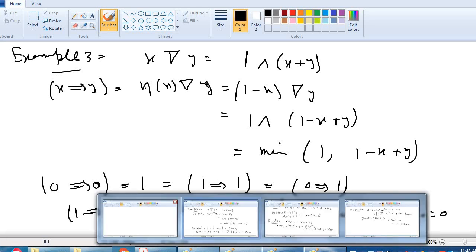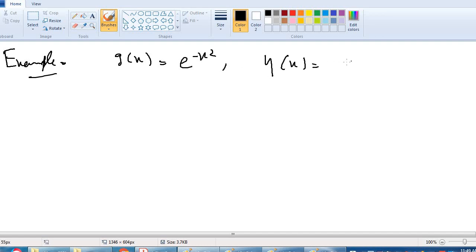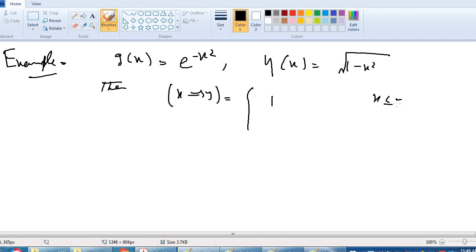Now we see one more example of it. In this example, if we have g of x is equal to e raised to the power minus x square, and eta of x is equal to the square root of 1 minus x square, then our answer will be x implication y is equal to 1 if x is less than or equal to y, and the square root of 1 minus x square plus y square if x is strictly greater than y.